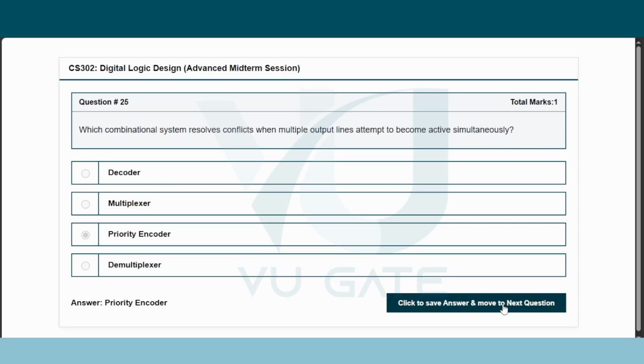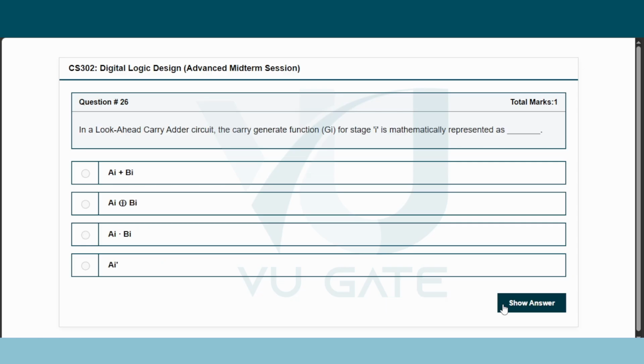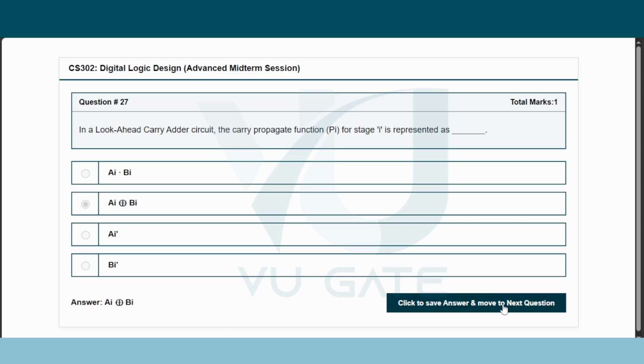Let's check out question 26. In a look-ahead carry adder circuit, the carry generate function G sub I for stage I is mathematically represented as blank. The correct answer is a sub I dot B sub I. Moving forward to question 27. In a look-ahead carry adder circuit, the carry propagate function P sub I for stage I is represented as blank. The correct answer is a sub I exclusive or B sub I.